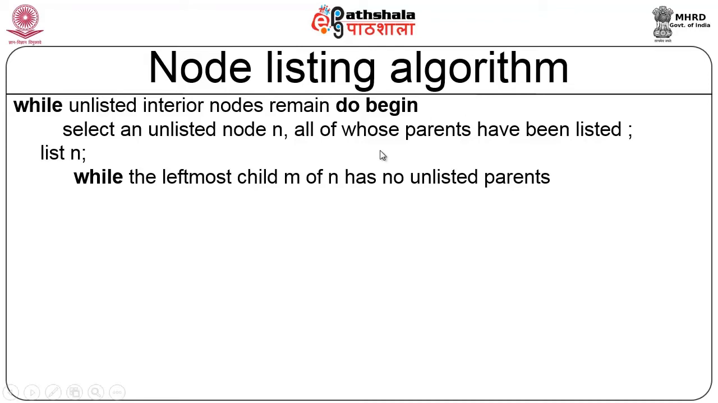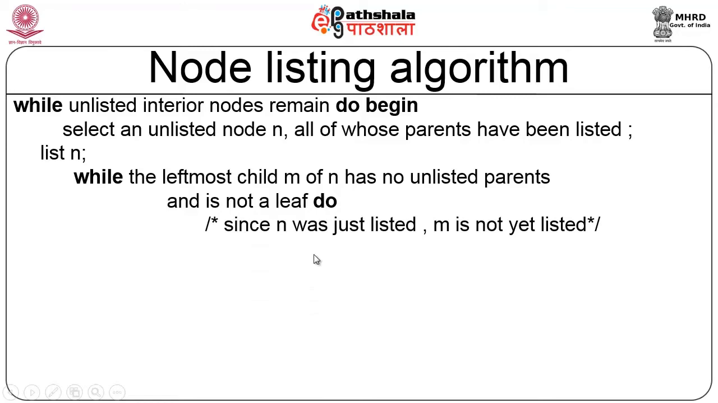So while unlisted interior nodes remain, you have to list all the nodes. That's your ultimate aim. You have to choose an unlisted node n, all of whose parents have been listed. So to start with, what will you list? You will have to list the root, because the root doesn't have a parent. So that is the base condition to start with. Now after that, with n as that listed node, you will check whether the leftmost child of n has no unlisted parents, and it is not a leaf. In that case, we list that particular node. While the leftmost child m of n has no unlisted parents, list m. And then you change n to m, finish it, and loop again here.